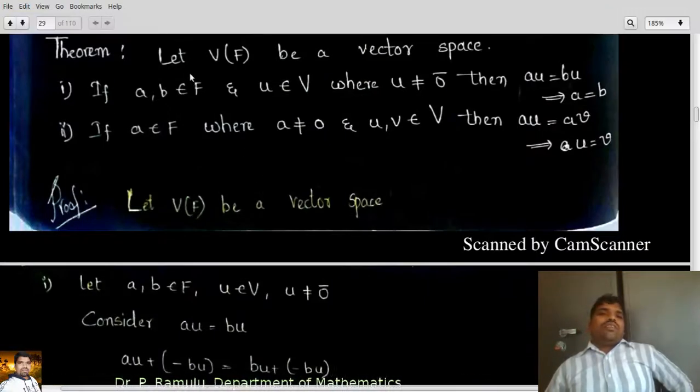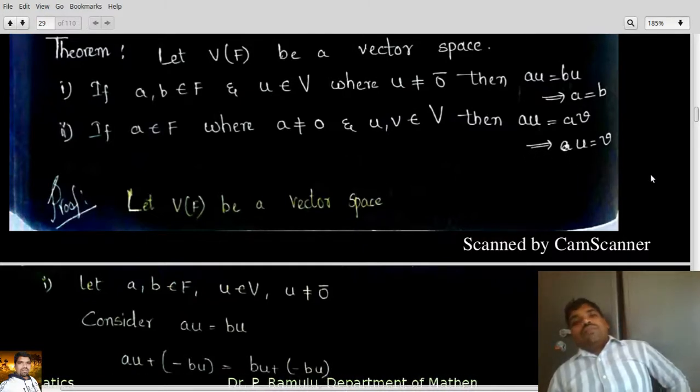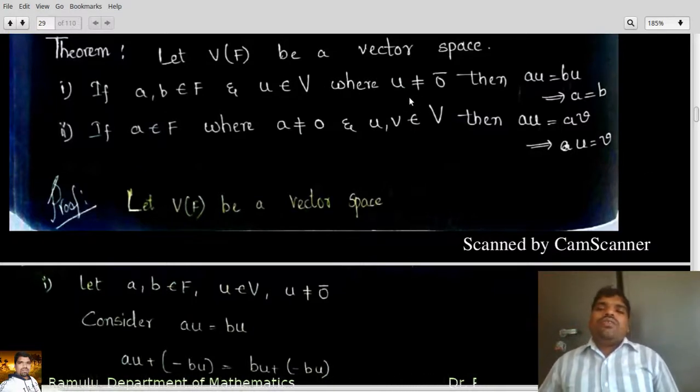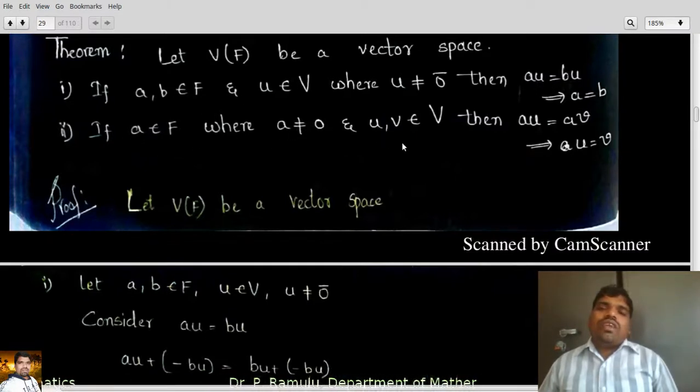Let V be a vector space. If a, b belongs to F and u belongs to V, where u is not equal to 0, then a u equal to b u implies a equal to b. If a belongs to F, where a not equal to 0, and u and v belongs to V, then a u equal to a v, which implies u equal to v. So be careful with these two statements.